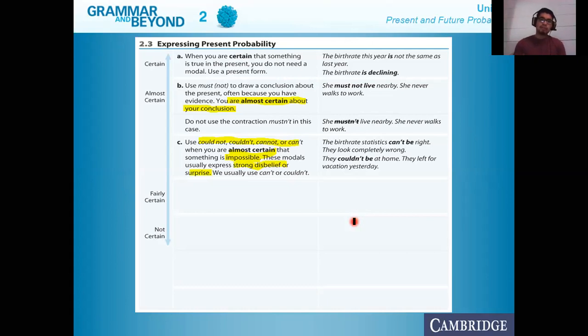In one, you're talking about your own conclusion, right? When you're using must not, you're almost certain, probably 80 or 90%. When we're using could not, couldn't, cannot, or can't, we're talking about probably 70%, because in this case we're talking about something that for us is impossible to happen, impossible to occur, or something that is a surprise for us, okay?